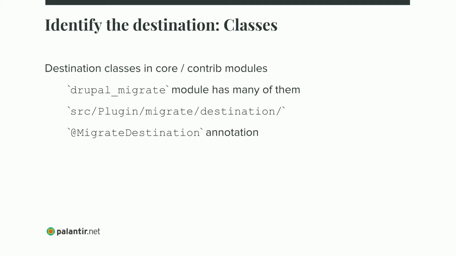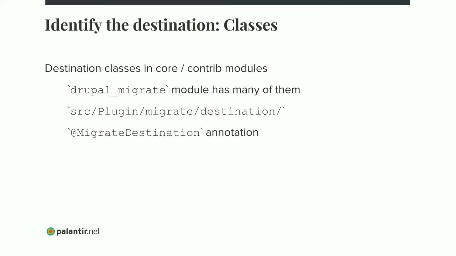For all this, it's the same thing. Drupal 8 has this nice system of annotation, and it has this structured method for its plugins. So for destinations, they're all going to be defined by classes in Drupal 8. And you can find a lot of these classes in the Drupal migrate module. You can also find a lot in other modules by looking in this common path: Plugin/migrate/destination.